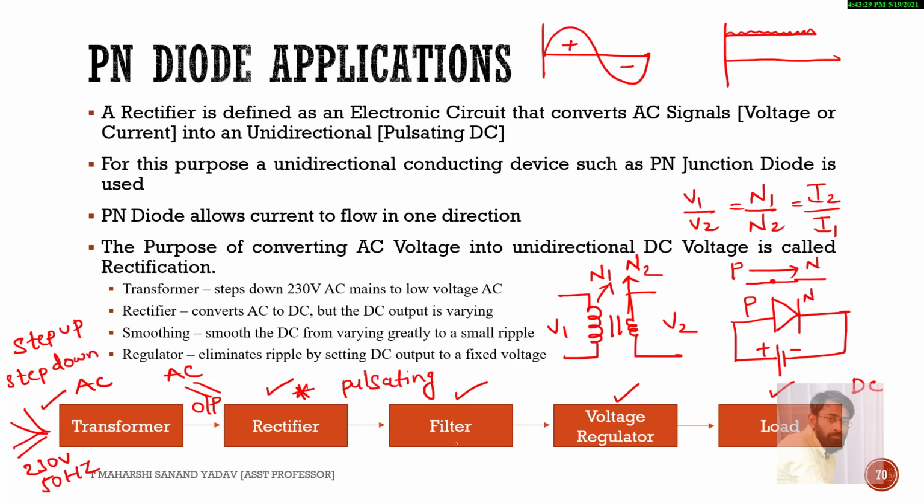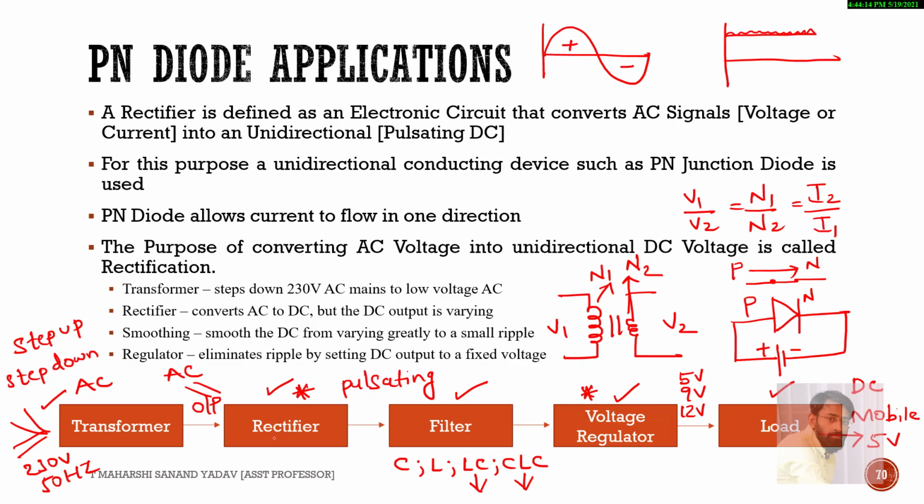But I want pure DC, so that's why I make use of filters. There are again different types of filters like capacitor filter, inductor filter, LC filter and CLC filter. The LC filter is also called the L section, and CLC is also called the pi section filter. Then the voltage regulator will maintain a constant output voltage. It can be any voltage, it can be 5 volt, 9 volt or 12 volt, and this is given to the load. Suppose you use a mobile phone as the load, generally our mobile phone needs 5 volt supply. This is one of the main applications of the PN diode.